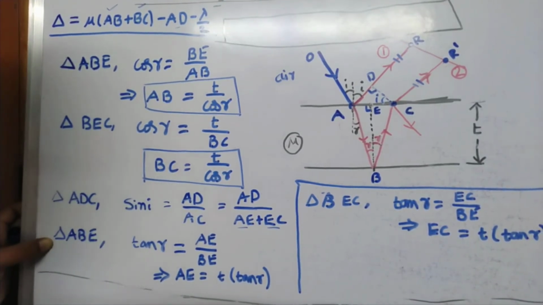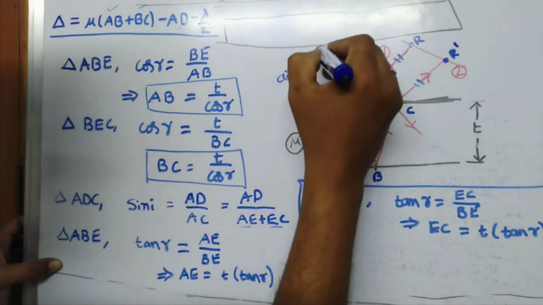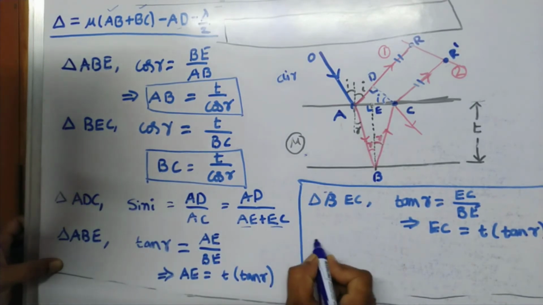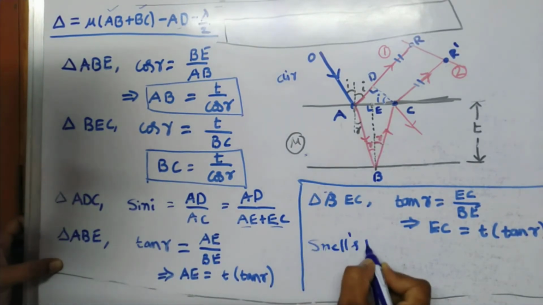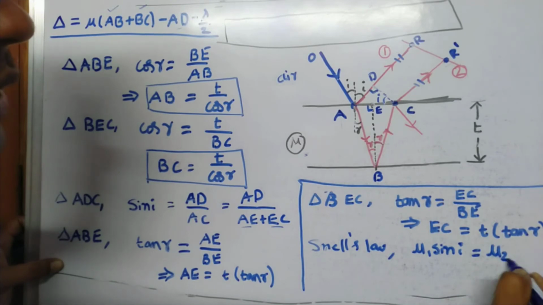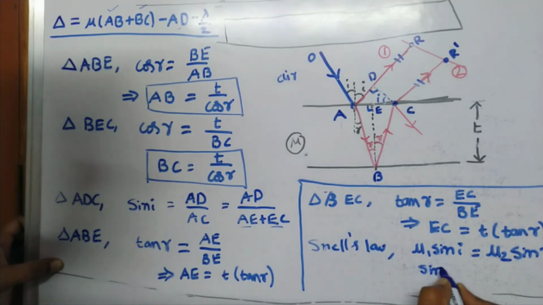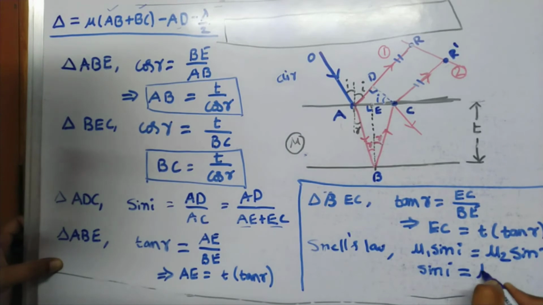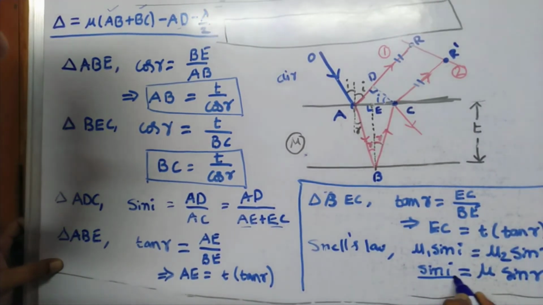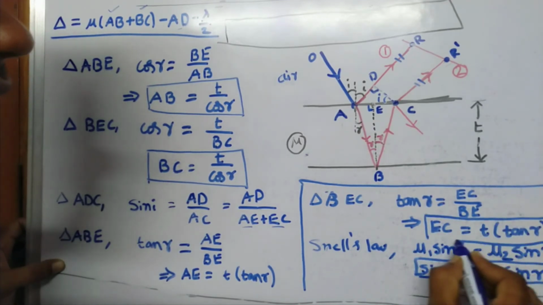AE plus EC means T into tan R plus T into tan R. Now we need one more thing, sin I in terms of sin R. Here this is air, here the refractive index is mu, the angle of incidence is I, and here the angle is R. According to Snell's law, mu 1 sin I is equal to mu 2 sin R. Here mu 1 is air, that means 1, and mu 2 is mu, so sin I is equal to mu into sin R. We remember these things.